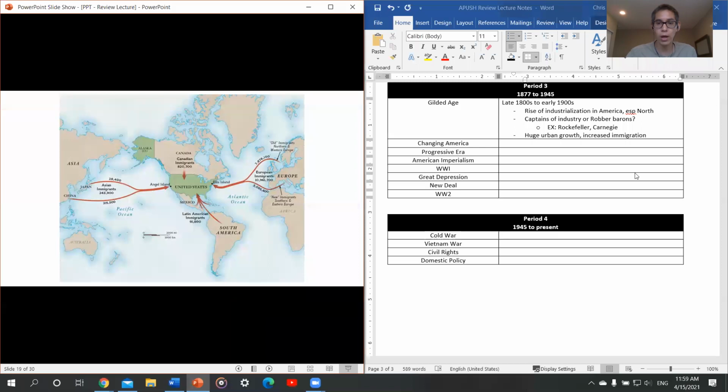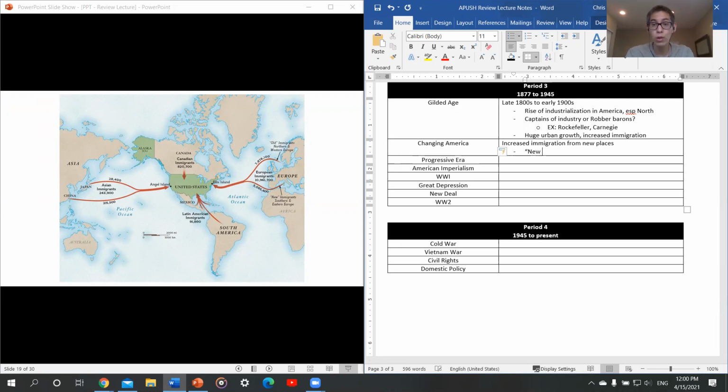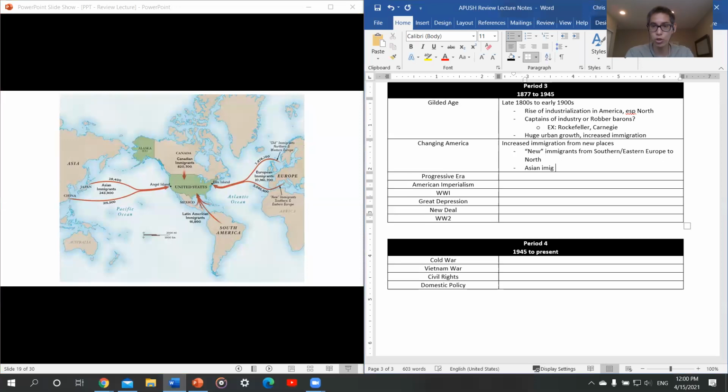So we do see increased immigration from new places. We see new immigrants from Southern and Eastern Europe, and they go to the North and the Midwest. And then we see Asian immigrants, especially from China, to the West Coast, especially during the gold rush and during the construction of railroads.